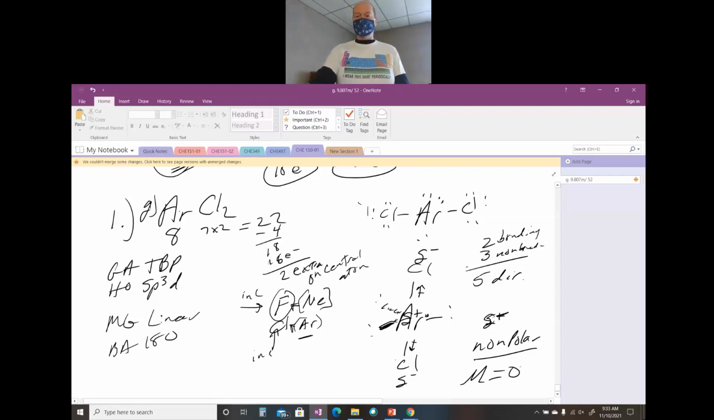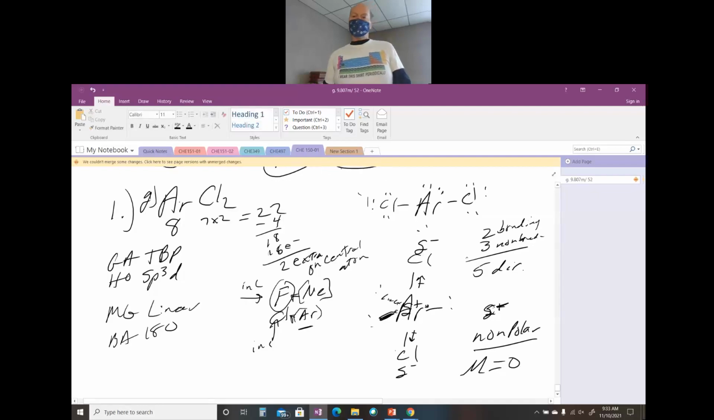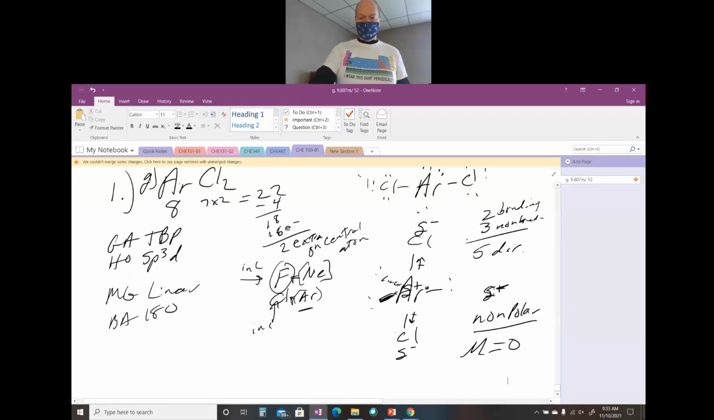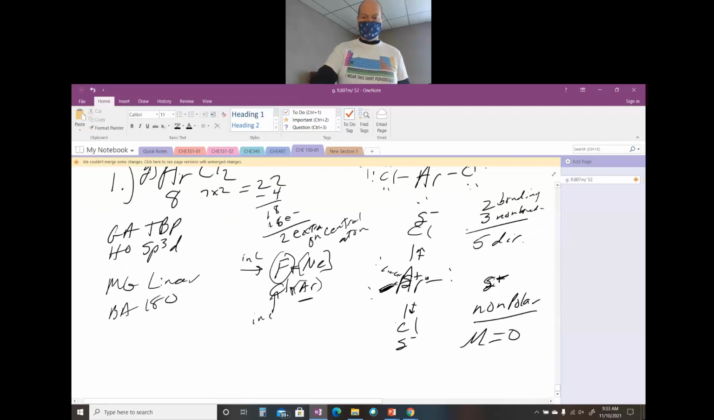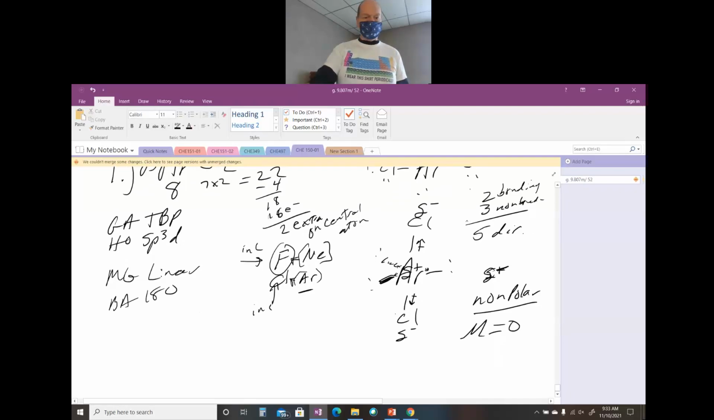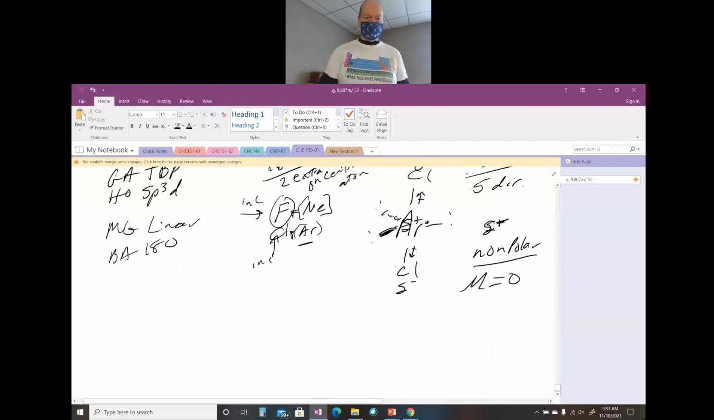which you will get every time that you get a linear and the two things are the same. So this is chlorine, this is chlorine. If one was chlorine, one was fluorine, well, then it would not be exactly the same because fluorine would pull out more electrons than the chlorine. But when they are the same and it's linear, the same atom that's linear, it's going to be nonpolar every time.